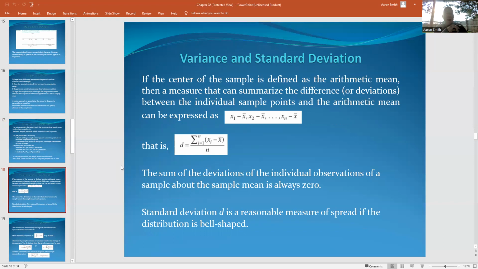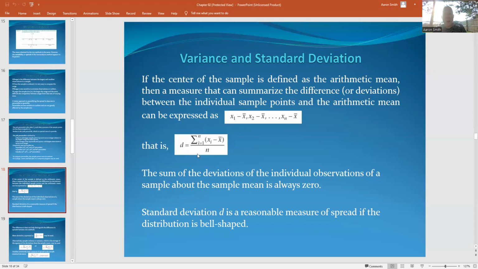Now, if I was to do that, let's say that I take the difference between each data point and the sample average, and I add them up every single time, 100% guarantee you will get 0. Okay, so that's a problem. At first glance, this looks like it would be very useful in measuring the spread of the data. The problem is that the numerator is always going to be 0.